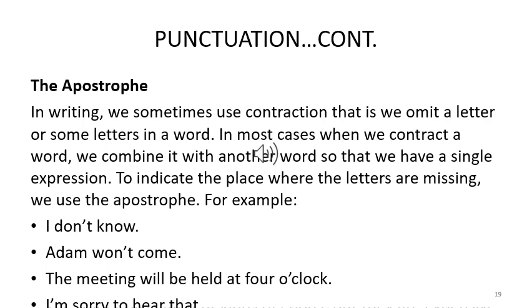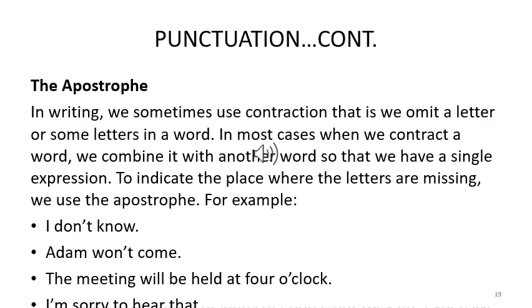A contraction is when we omit a letter or some letters from a word so that what we have is a shorter form of the word. It is not the same as an abbreviation. When you have an abbreviation, you use a period or a full stop as we have shown before. But with the apostrophe, what we have is not abbreviation, it is called a contraction. And a contraction means removing one or two letters.